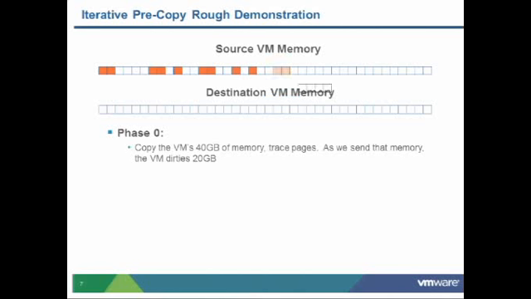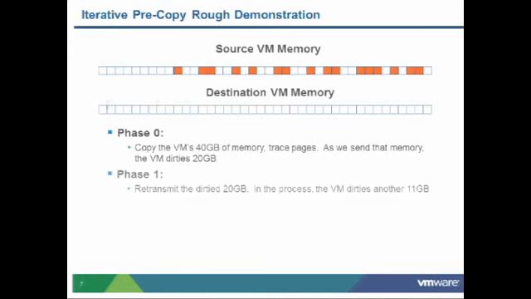We copy all the content from the source host to the destination host. As we copy that memory, the VM is dirtying pages. In this case, the orange or red blocks are dirtied memory. Let's say while we were taking that first pass of the 40 gigabytes of memory, the VM was running, so it dirtied another 20 gigabytes of memory, which means we have to recopy those 20 gigabytes. So in the next pass, we copy those 20 gigabytes, and while we make that pass, the VM dirties another 11 gigabytes of memory.